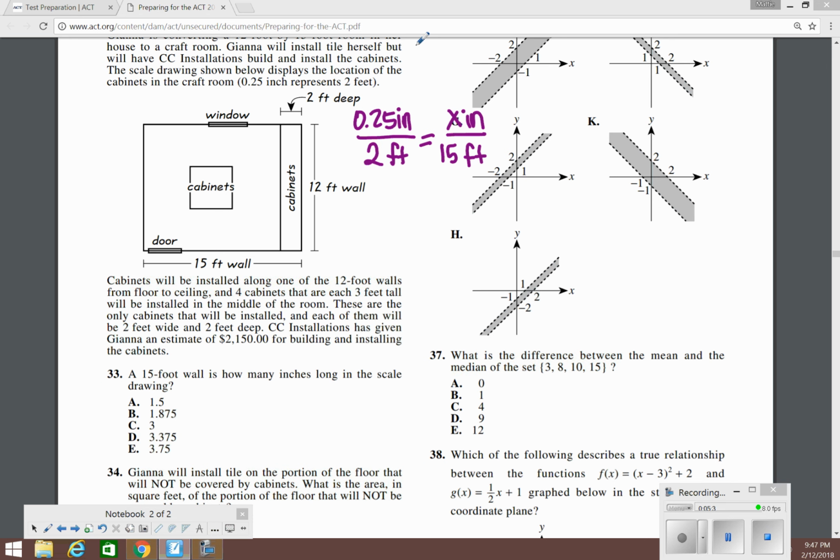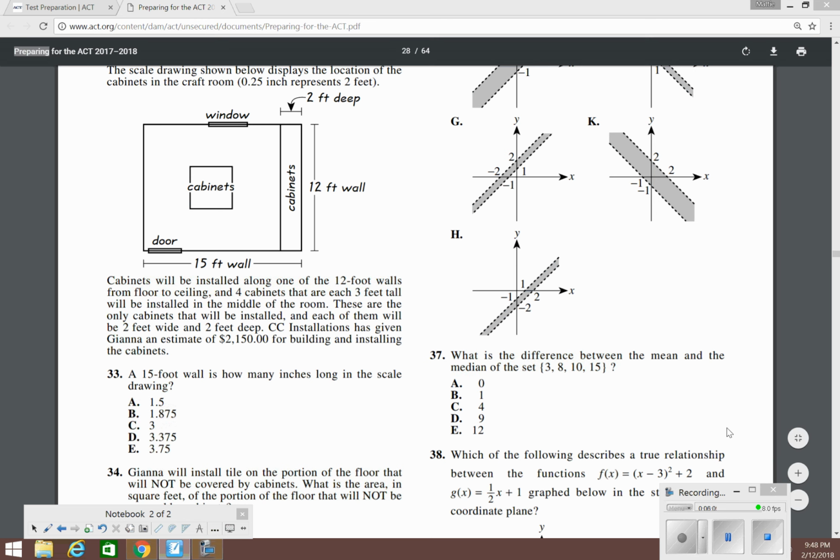So I'm going to do 0.25 times 15, which is 3.75. And then that equals 2 times x, or 2x. And then to solve for x, to get rid of multiplying by 2, I'm going to divide both sides by 2. So 3.75 divided by 2 gives me 1.875, and that's how many inches it would be on the scale drawing. So I set up a proportion using the scale, 0.25 inches to 2 feet equals how many inches to 15 feet, and then cross multiplied.